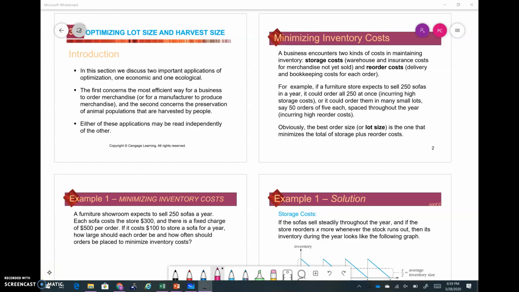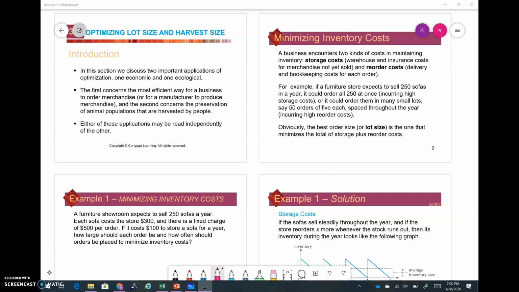All right, this is section 3.5 for business calculus, and we're still on optimization. This time we're going to focus in on lot size and harvest size. These are two important applications of optimization. One is economic, while the other one is ecological.